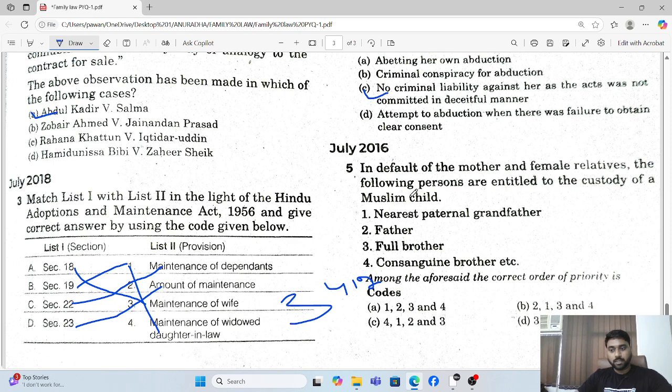The last question of today's class is: in default of the mother and female relatives, which persons are entitled to the custody of a Muslim child? It means if the mother is not able to take custody, then who will? First comes the father. Then the nearest paternal grandfather, meaning father's father, and if both are not available, then the full brother, and lastly the consanguine brother. So the answer is 2, 1, 3, 4, which is B.